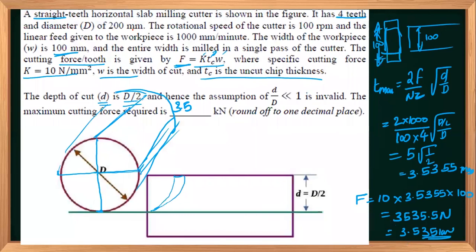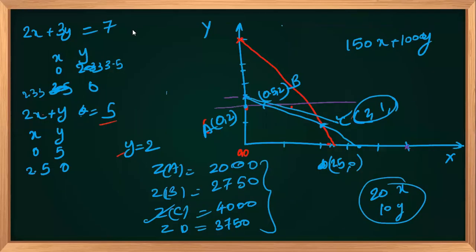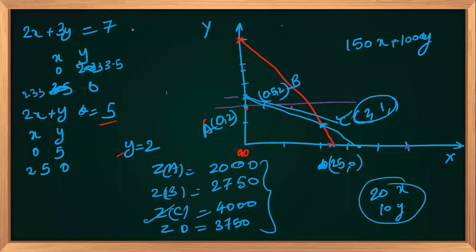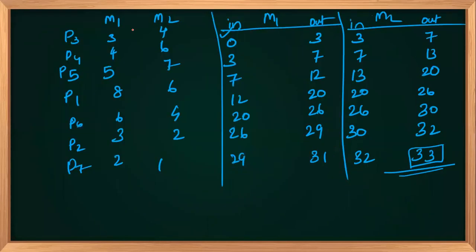This one was a tricky one. You have to understand the basics of the slab milling operation, then you will be able to find it out. The other things are already given. You can find your Tmax from this equation. Right. The problem from linear programming, only find out the profit, right?